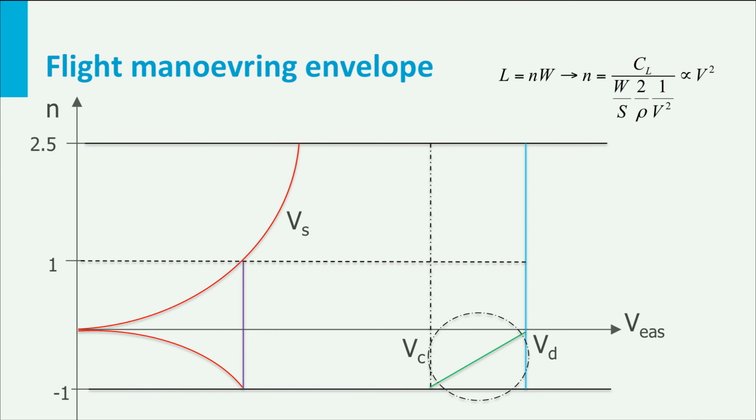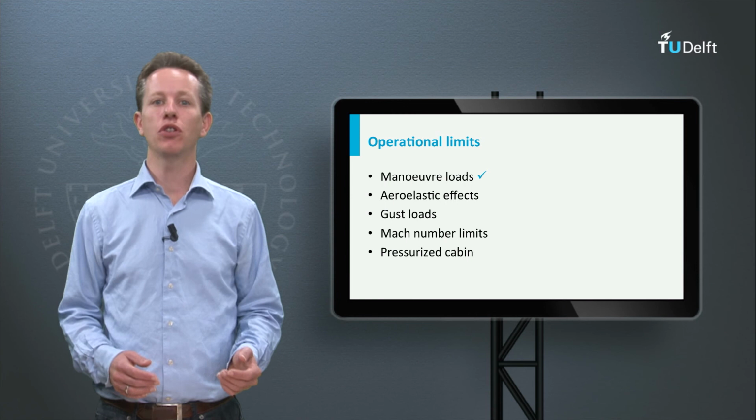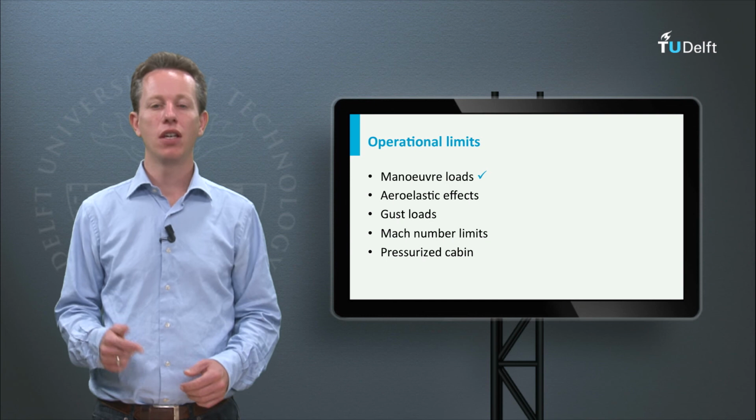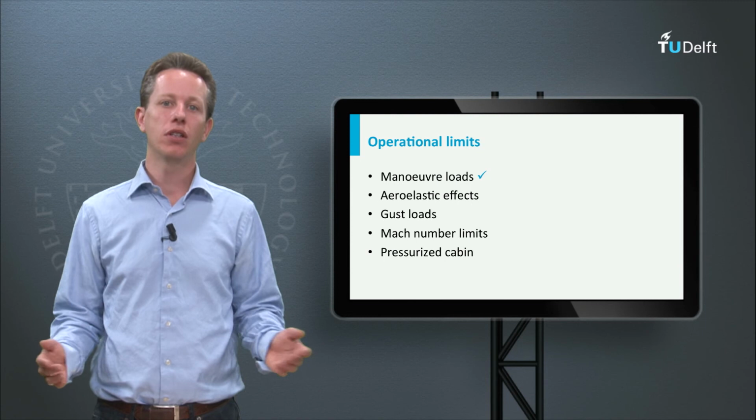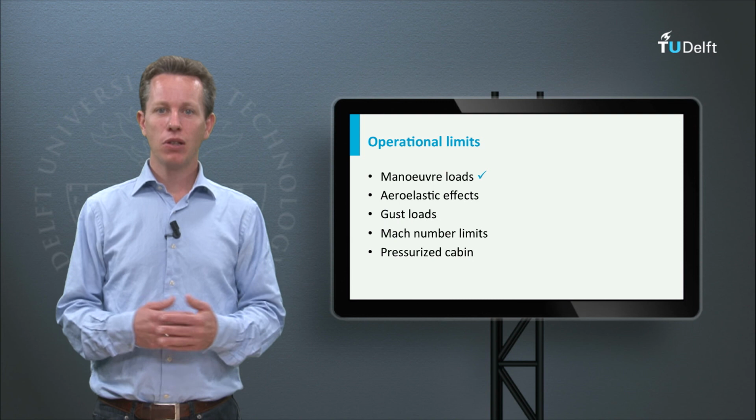The aircraft structure must be designed to be able to cope with all possible combinations of loads and airspeeds. And that covers the first limiting factors. Now let's have a look at aeroelastic effects. Aeroelasticity is a complex phenomenon. It deals with the interaction between the aerodynamics and structural deformation. In simple terms, if there is an aerodynamic load on a wing, it will deform. Consequently, the wing will have a different orientation with respect to the airflow. Now this different orientation changes the air load. Now let's have a look at a video that demonstrates aeroelasticity.